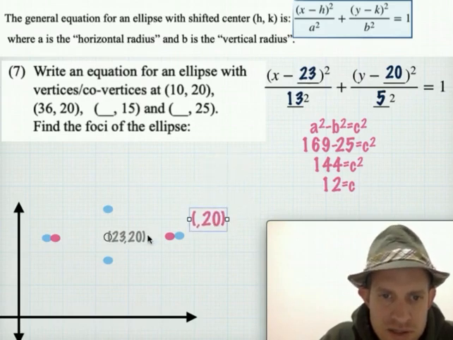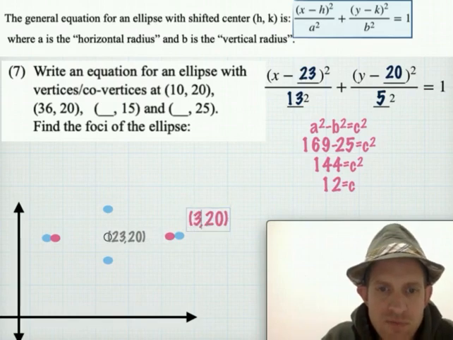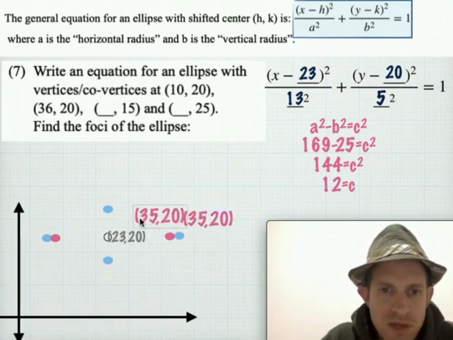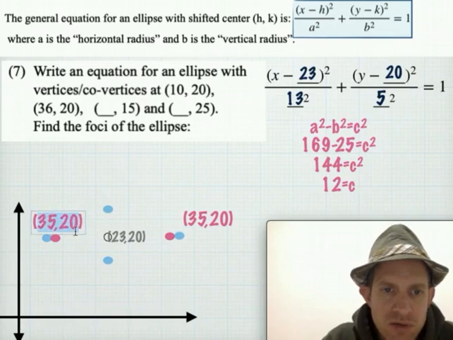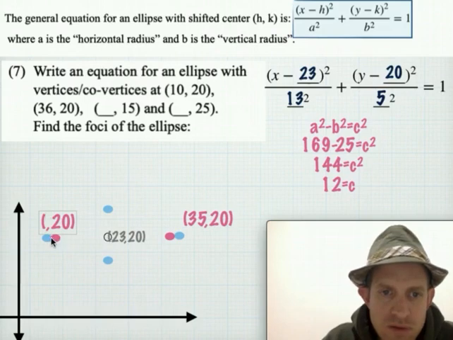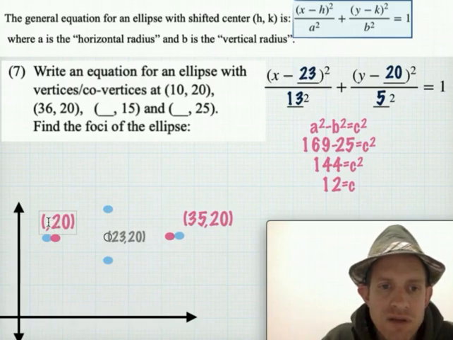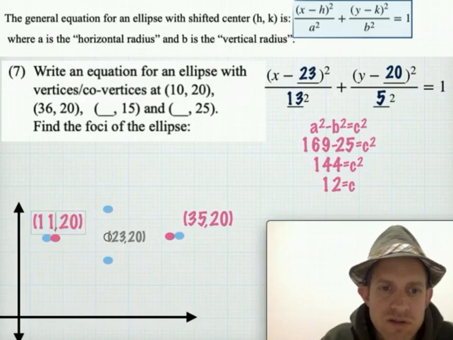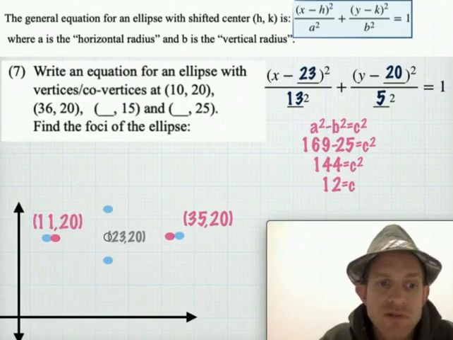And let's see, 23 plus 12 brings us to 35. So that's that one. And this point over here would be same height, 20, but it is 12 units less than 23. So that's 11, I think. No, 14. I don't know. I can't do subtraction. Let's try one more time. Let's see. This is, yeah, I was right the first time. 11. Okay, there's the focus points.